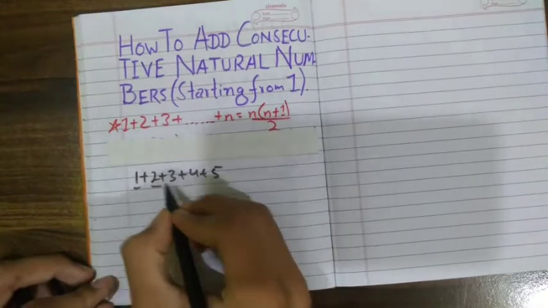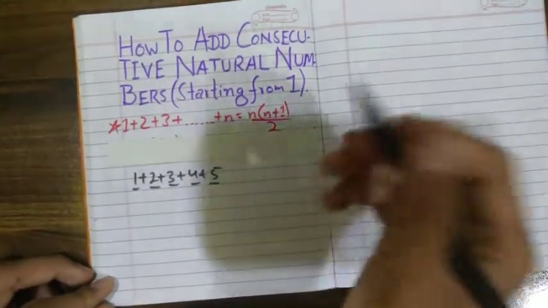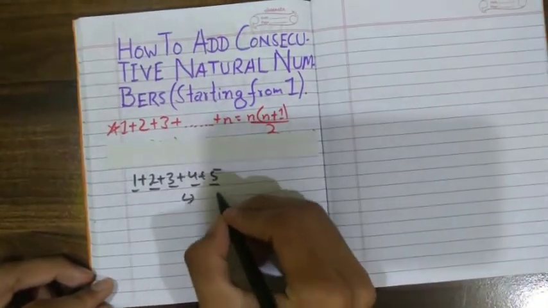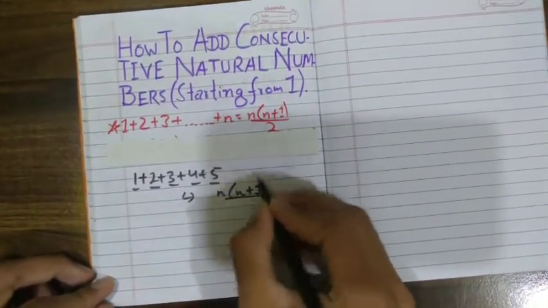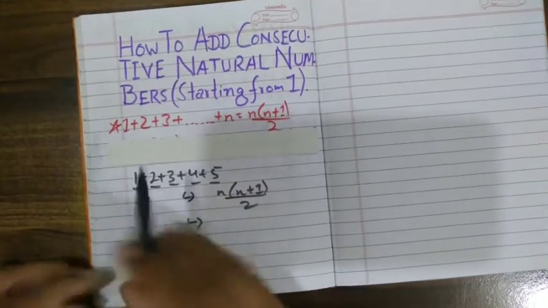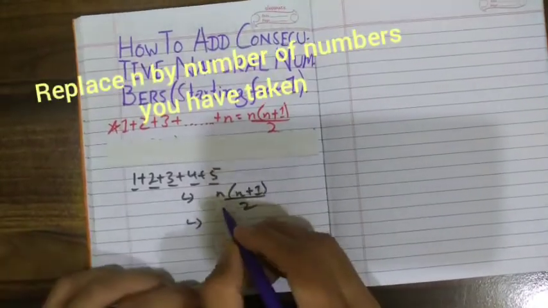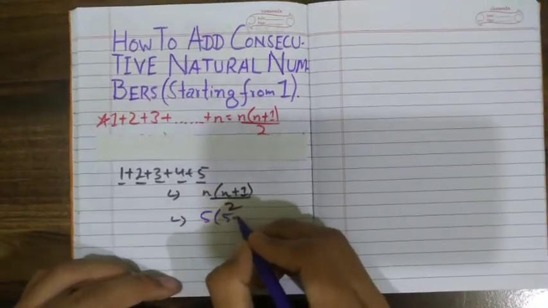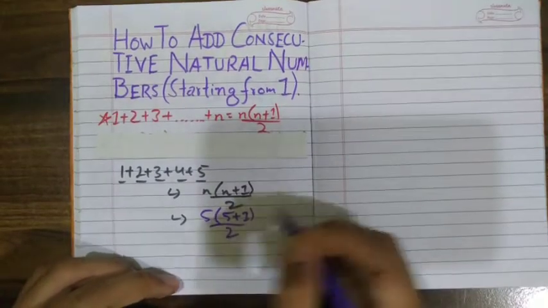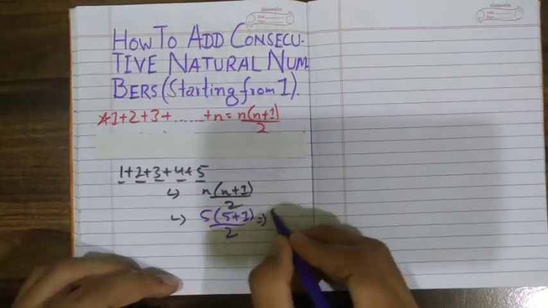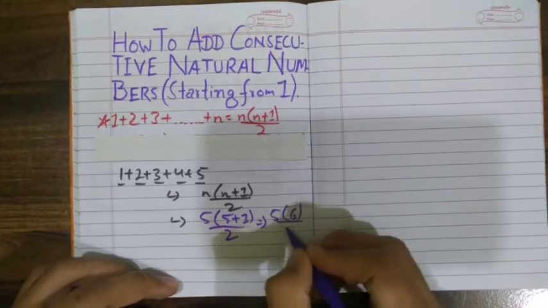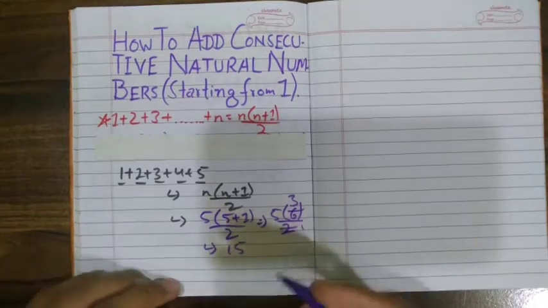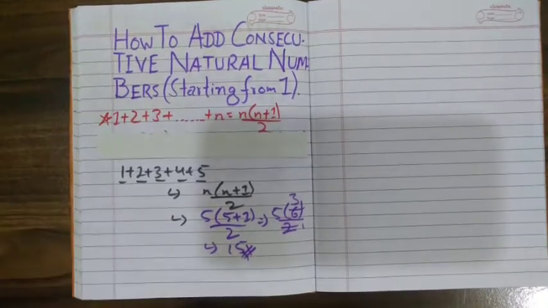As you can see here, there are 5 numbers, right? So we are going to use this formula: n times n plus 1, divided by 2. There are 5 numbers, so you should replace n by 5. 5 times 5 plus 1, divided by 2. 5 plus 1 will come out to be 6, divided by 2. 2 threes are 6, that is 5 into 3, that is 15. The answer is 15. So as you can see, that was a quick method.